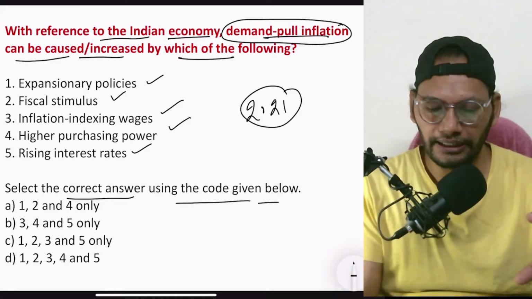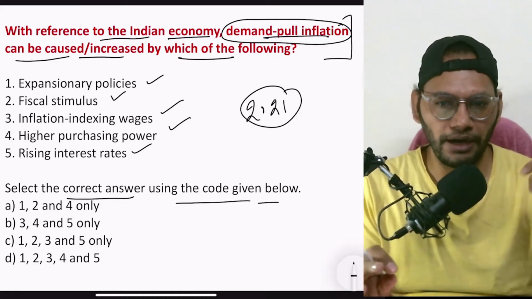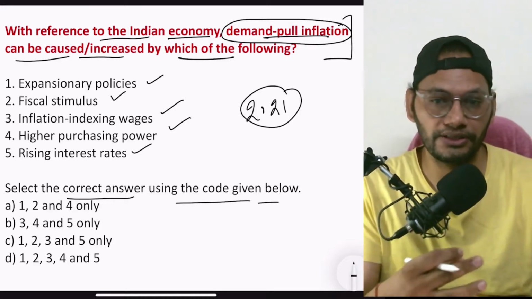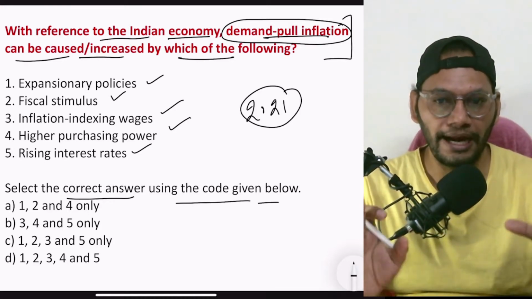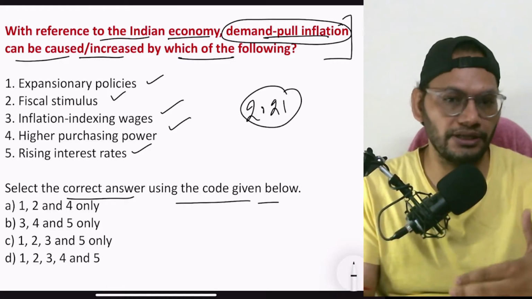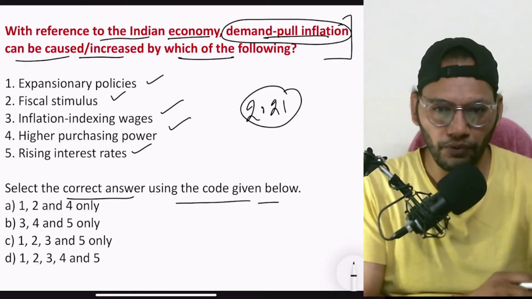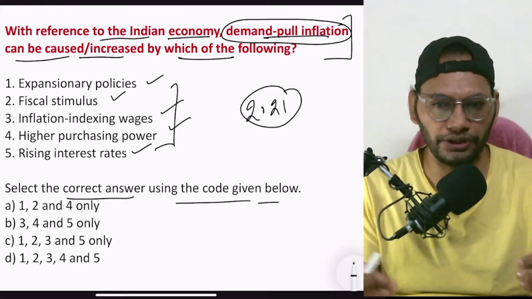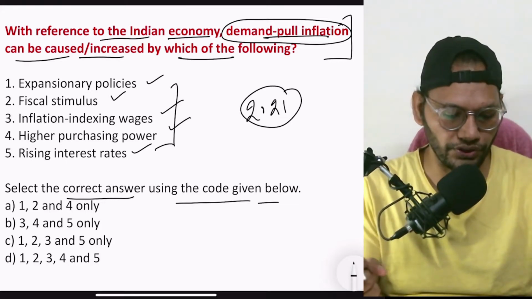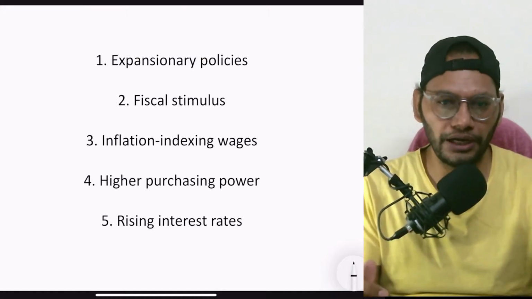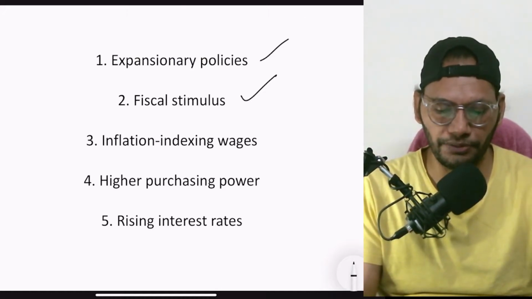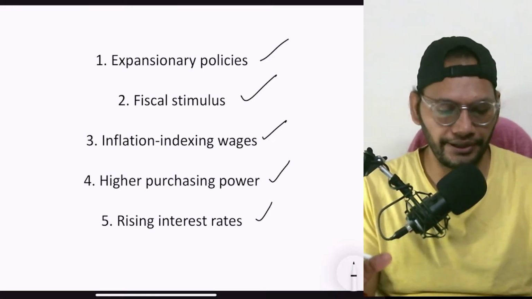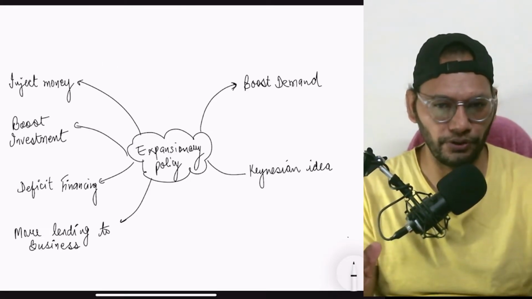So if we see, this statement talks about the demand pull inflation. So we need to go into a deeper understanding of what demand pull inflation is and what the factors are that influence it. One by one we are going to see these dimensions, and then we are going to attempt this question, that is, how to approach it. In this video we are going to discuss expansionary policy, fiscal stimulus, inflation indexed wages, higher purchasing power, and rising interest rate. So let's talk about the expansionary policy.